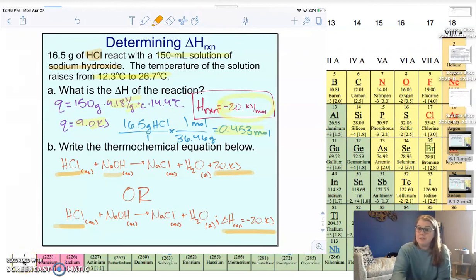So that is Q is equal to MC delta T and how we can use it to figure out the delta H of different reactions.